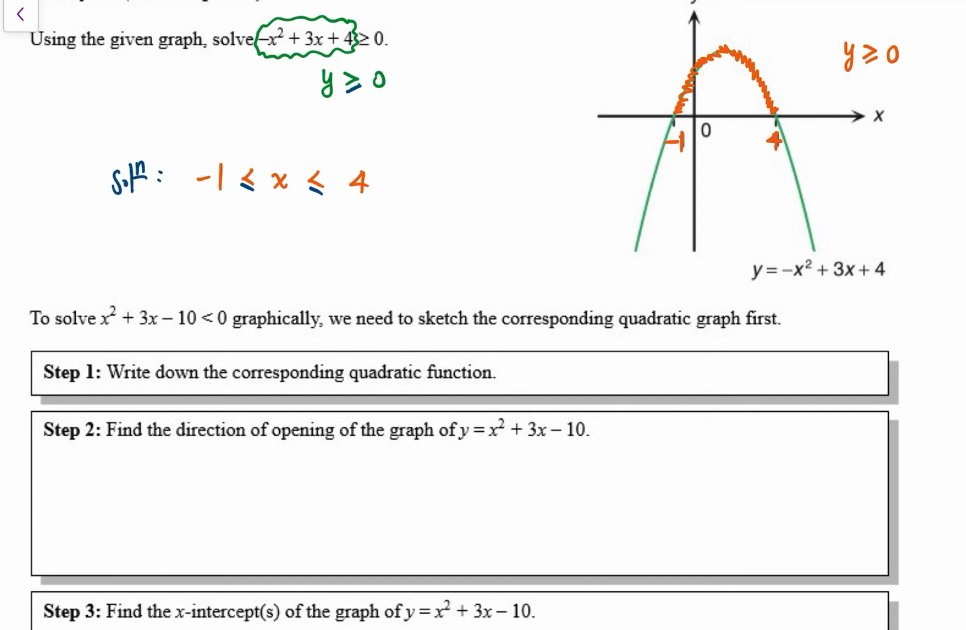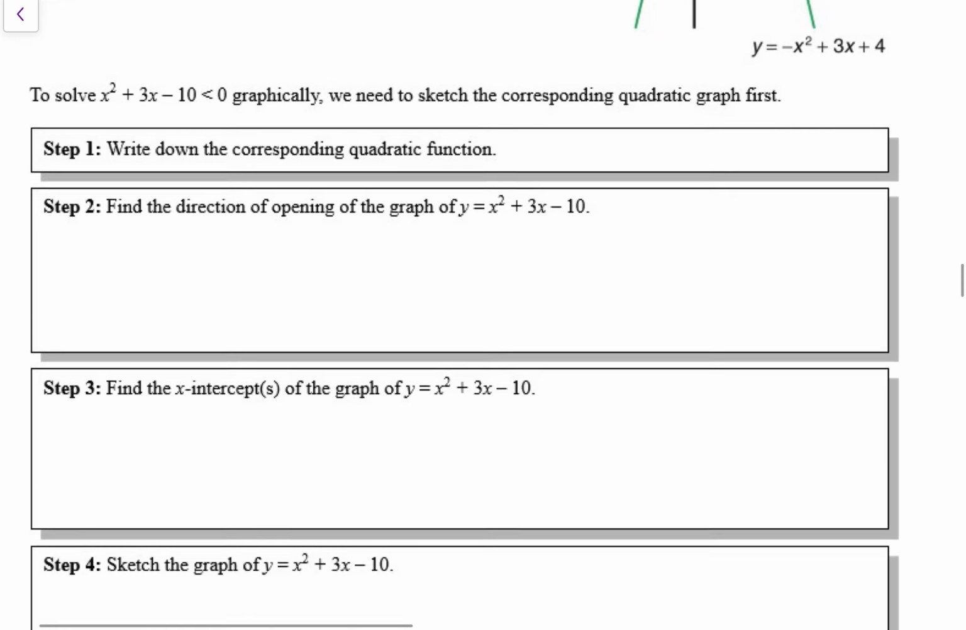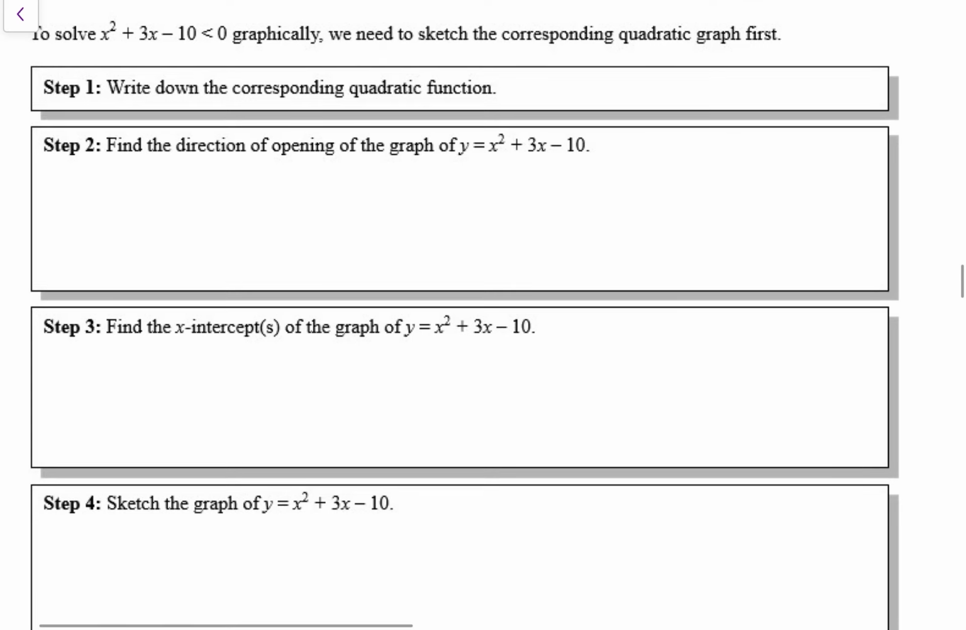But most of the time, we are not given the graph, so we have to sketch the graph. So let's look at another example. We will solve x squared plus 3x minus 10 less than 0 graphically. So we need to sketch the graph. Let's go through these 5 steps.